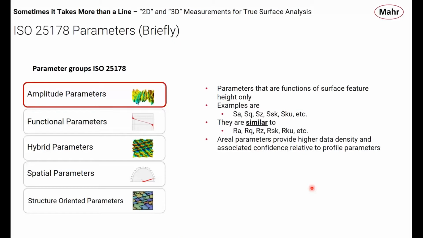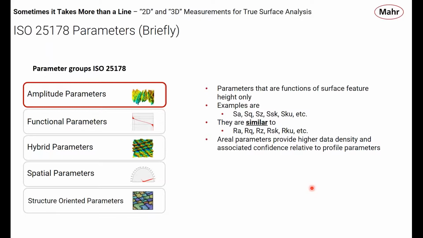Start off with the amplitude parameters. Quite frankly, the amplitude parameters are very, very similar. The 3D amplitude parameters, these are the SA, the SQ, the SZ, very, very similar to the 2D profile parameters of RA, RQ. At the risk of trying to explain something that's difficult to do without a whiteboard or diagrams, I'm going to go for it. The one big difference between, let's stick with RA, because I think everybody has a good idea of what RA is, but I'll explain it in words anyway.